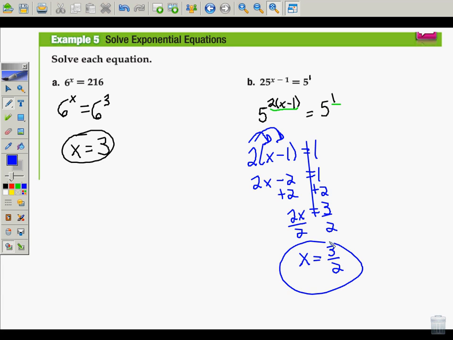And this actually would be kind of easy to check. Plug in 3/2 for x. 3/2 minus 1 gives me 1/2. And we know 25 raised to the 1/2 would be the square root of 25, which does equal 5.